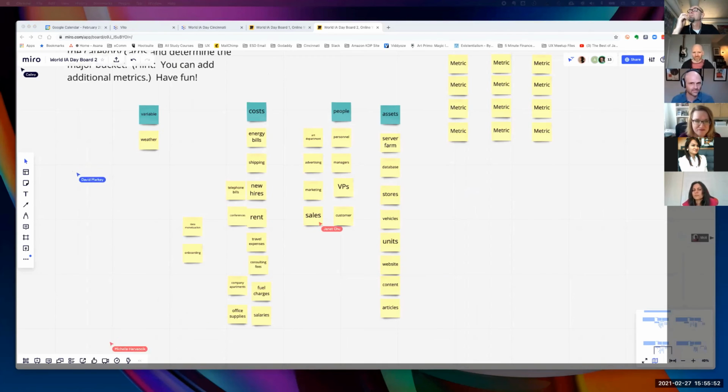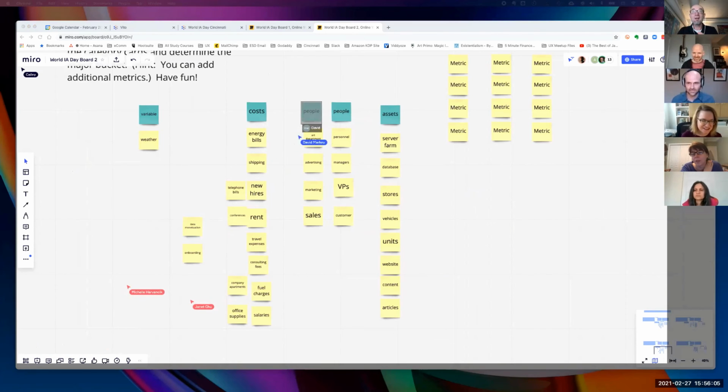Okay, team 3, help me out. That's pretty good. The way you did the departments, we had the same issues that I think all the teams had. Onboarding can be a department, onboarding can be a process, onboarding can be one of the assets that you're actually selling.